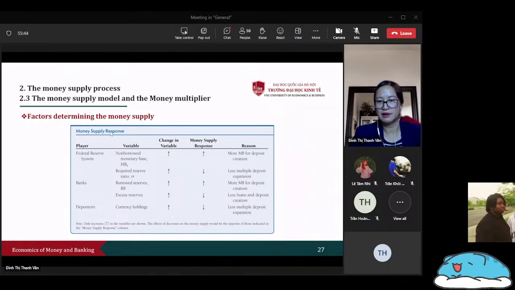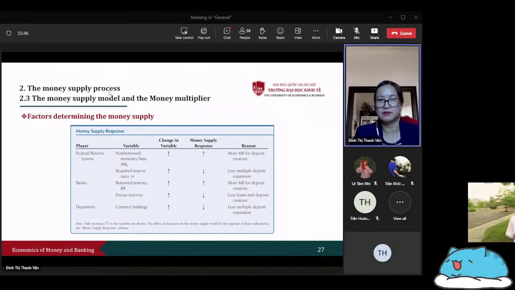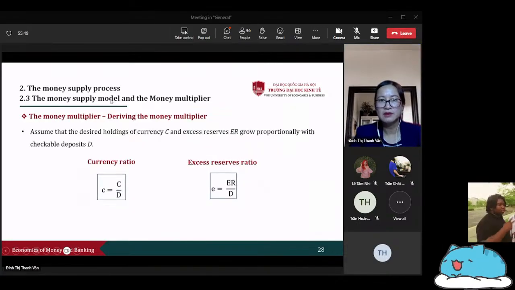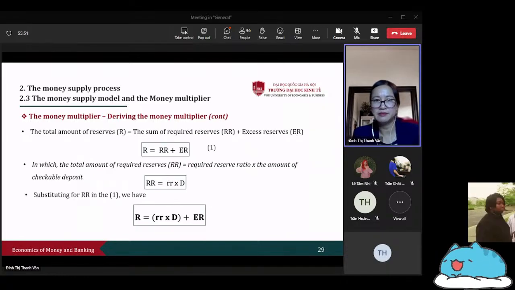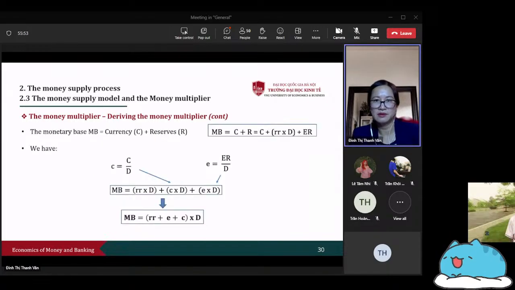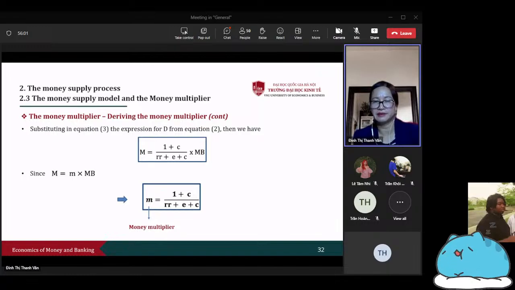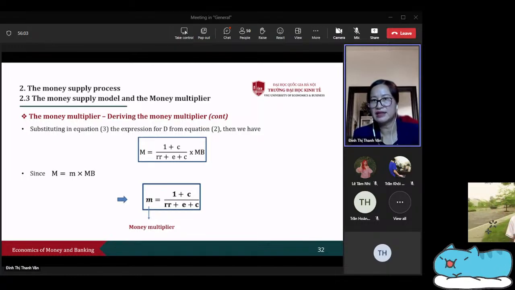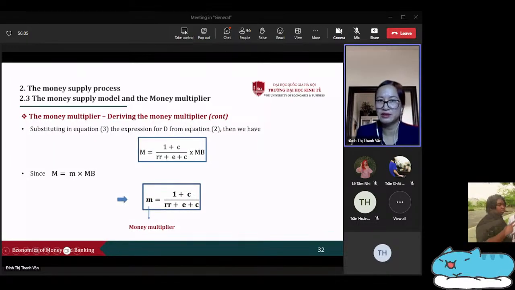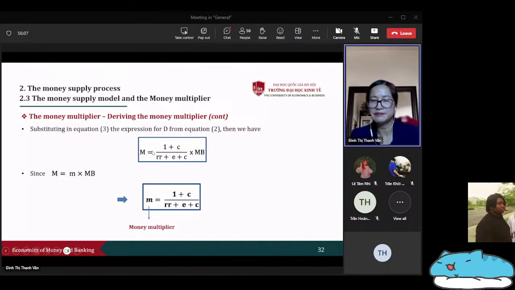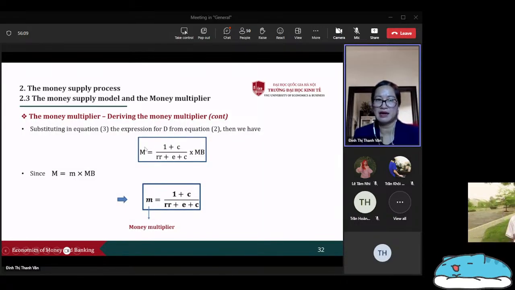Okay, this is the same as what people already said. If you look at the equation that Group 4 just presented, you can see that here is the money supply.